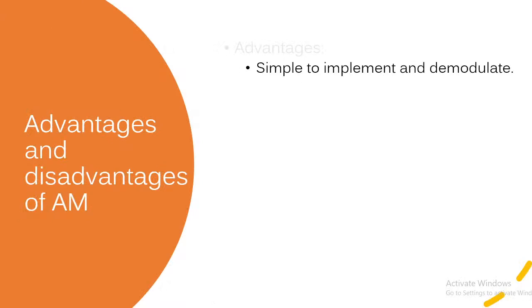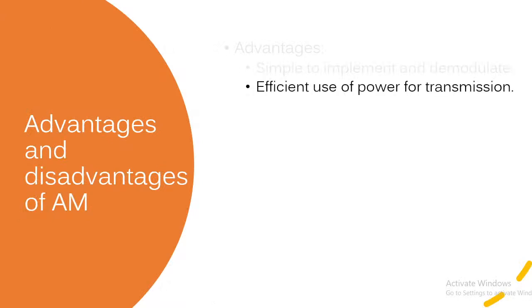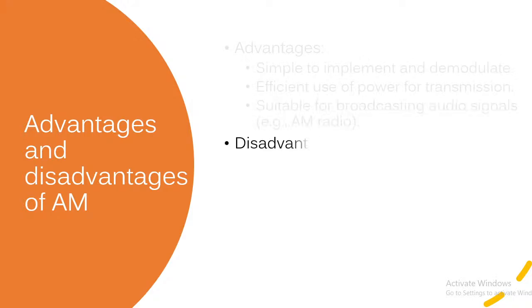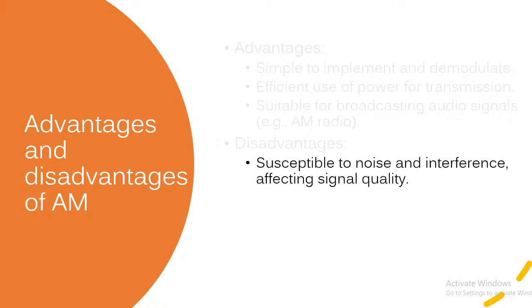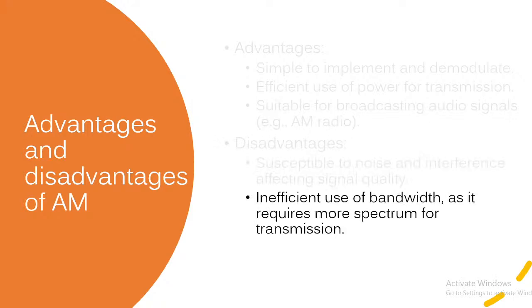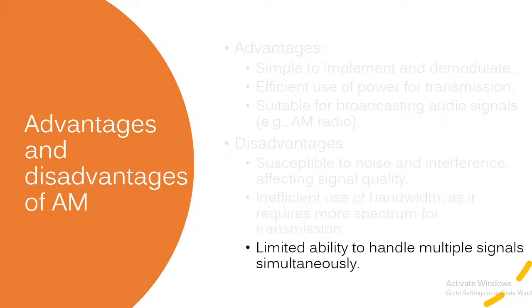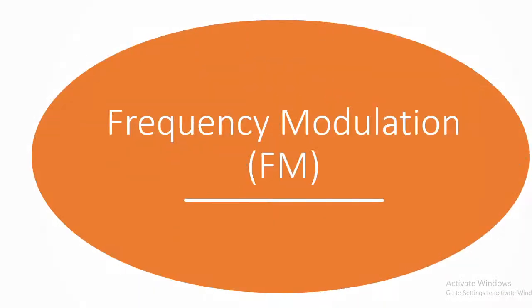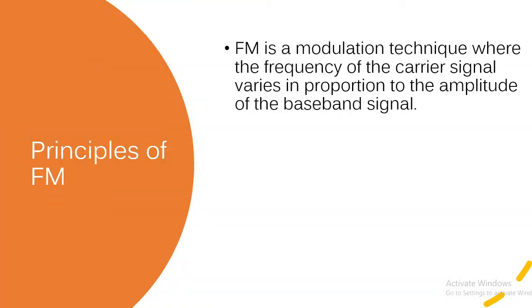Advantages are simple to implement and demodulate, efficient use of power for transmission, suitable for broadcasting audio signals. Disadvantages are susceptible to noise and interference, inefficient use of bandwidth compared to other modulations, limited ability to handle multiple signals simultaneously. Then we'll come to frequency modulation.